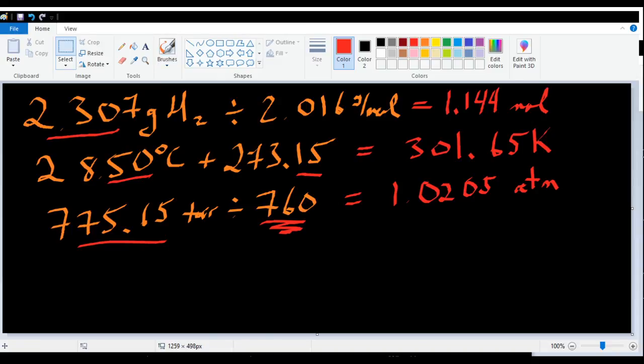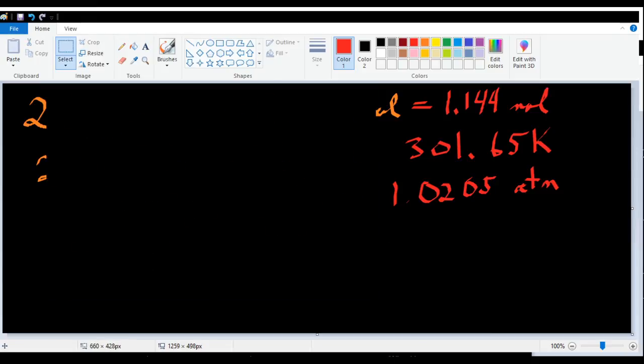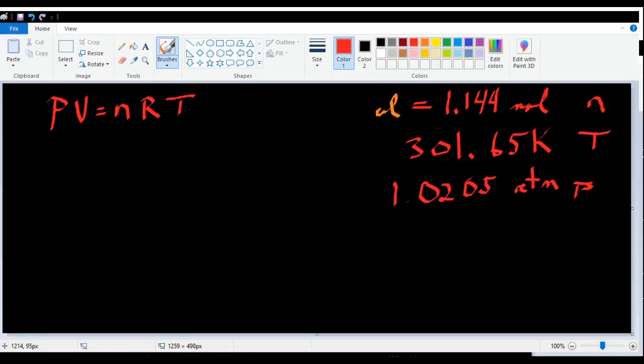Let me go ahead and clear myself some space, because now we can do our PV equals nRT work. PV equals nRT. We have pressure in terms of atmospheres. We have moles and we have temperature. We're looking for volume. So V equals nRT over P.